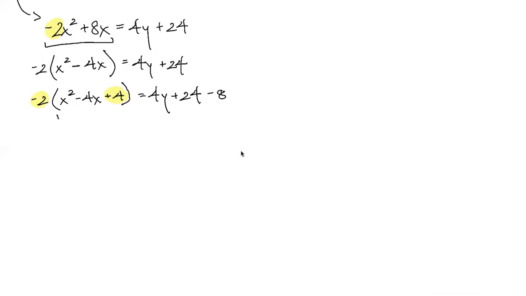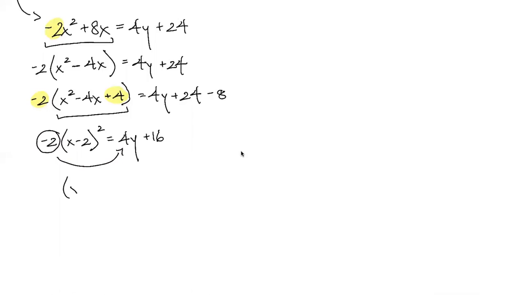Now, from that, we can take this part and condense it into a perfect square. Negative 2, x minus 2 squared, equals 4y, and then 24 minus 8 is plus 16. Okay. All right, let's get rid of this coefficient. We're going to divide it to the other side. X minus 2 squared equals negative 2y minus 8. And then my last step here is I'm going to need to make the right-hand side look like a coefficient in front of y minus k. So I'm going to factor out this negative 2, and I'll be left with y plus 4. Okay.